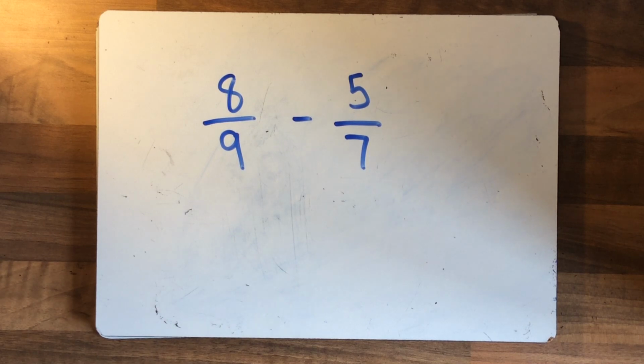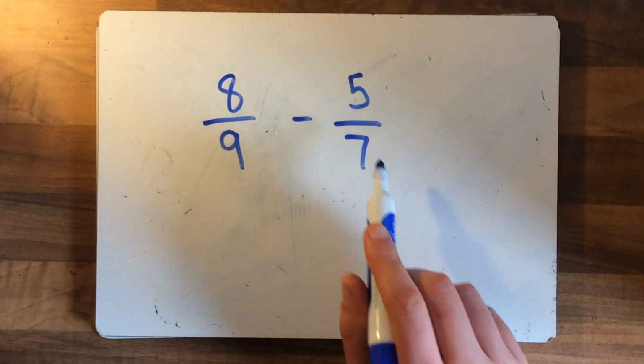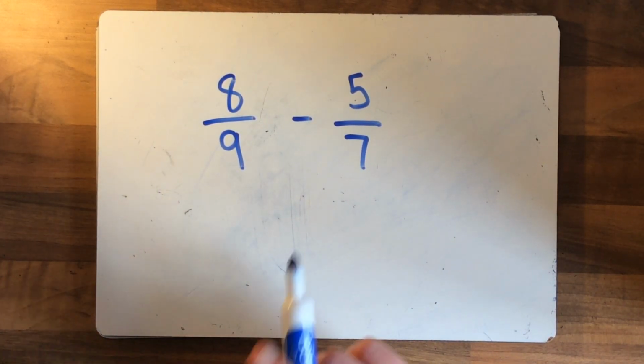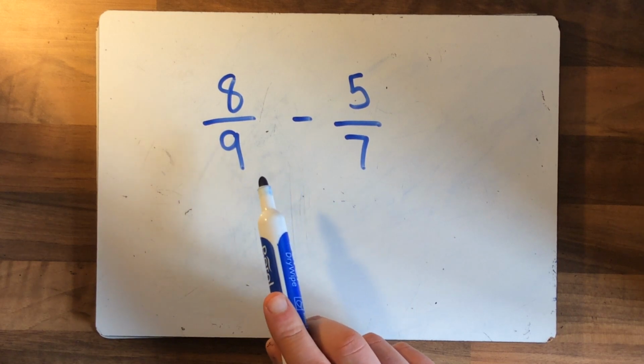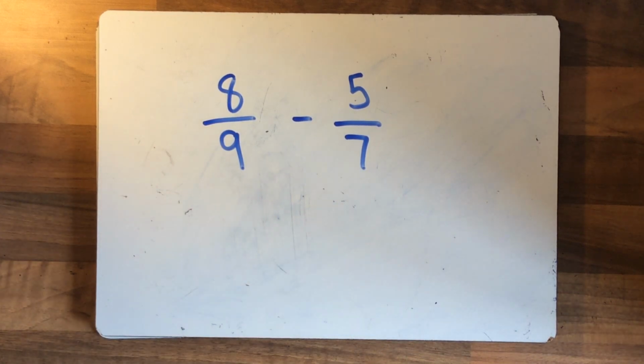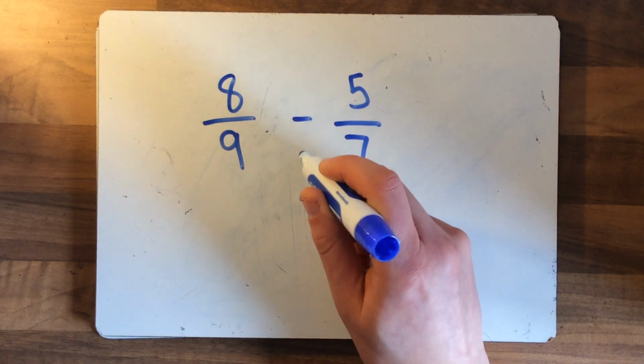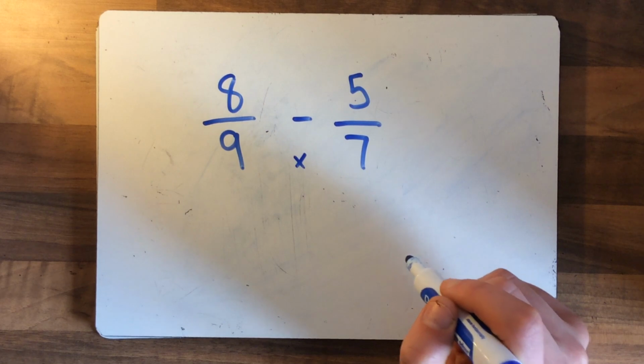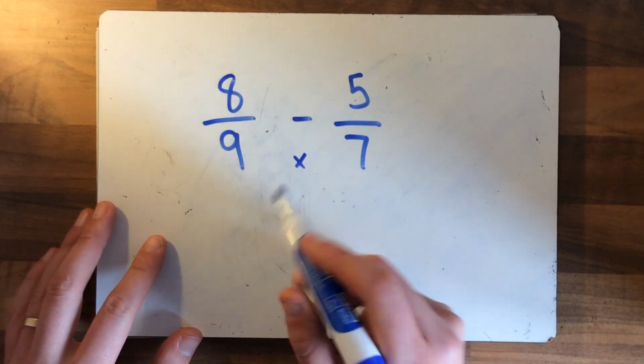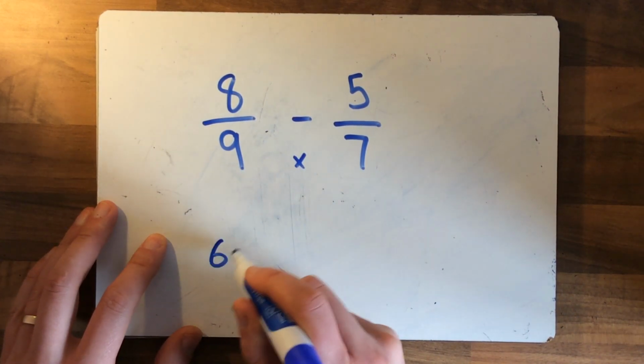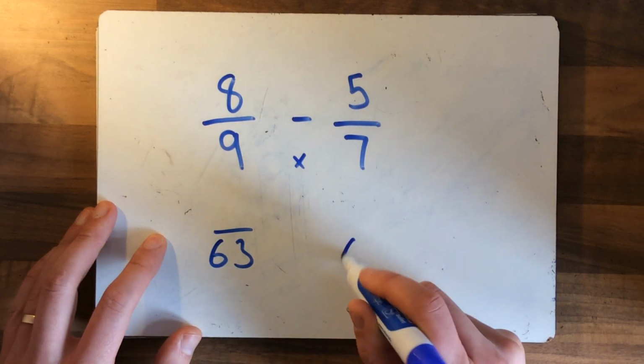Okay, so we're looking for a number that is in both the 9 times tables and the 7 times tables. When we multiply them together, that will get you to a guaranteed denominator. Let's have a think. Are there any other numbers that are in both the 9 times tables and the 7 times tables? And there isn't, so we need to multiply them together. So 9 times 7 is 63, so our denominator for this is going to be 63.